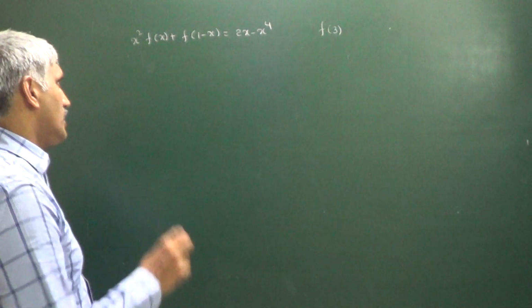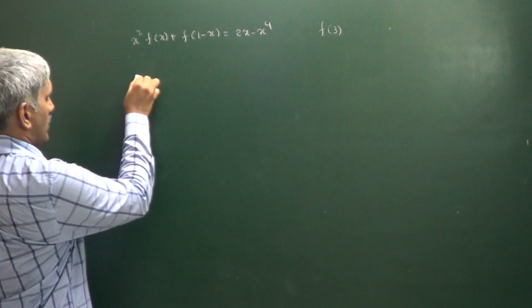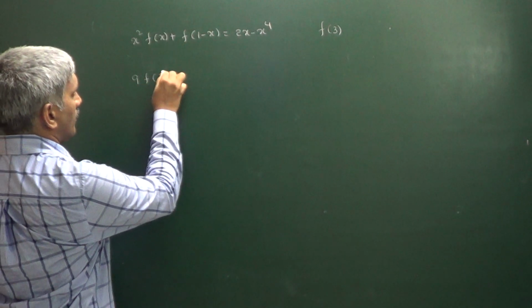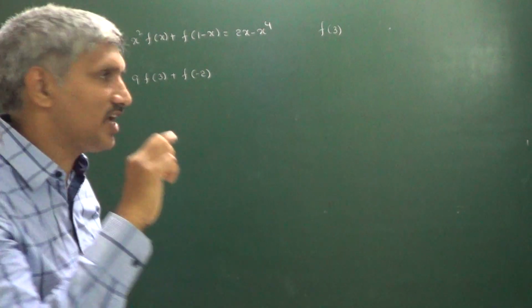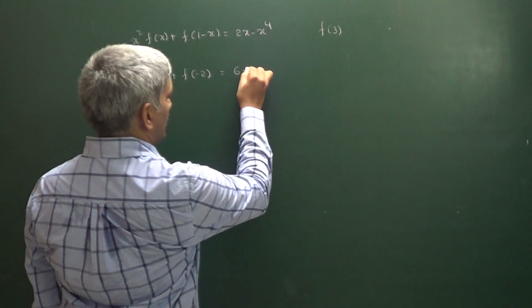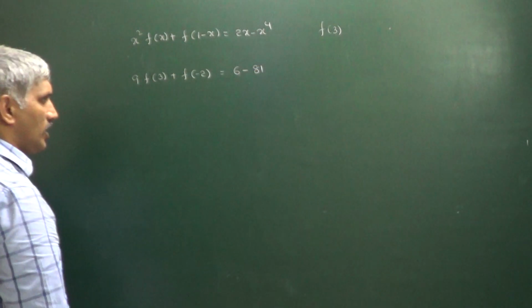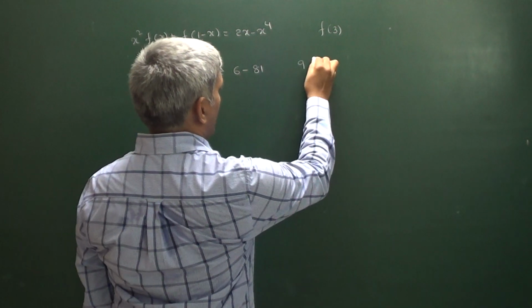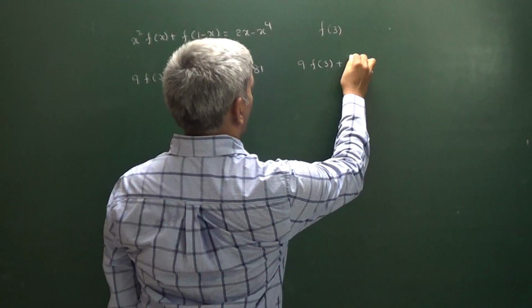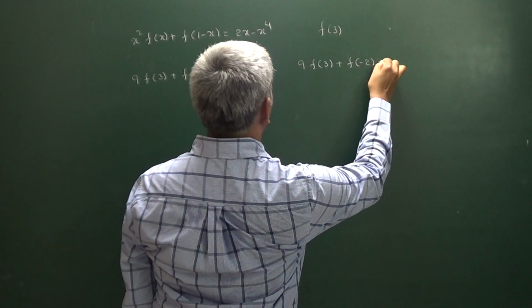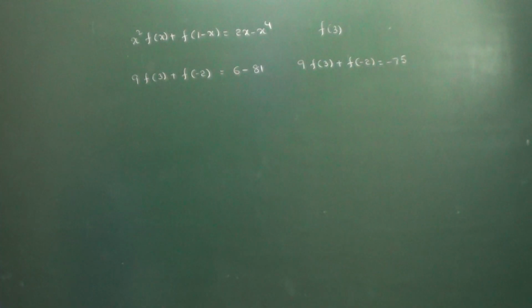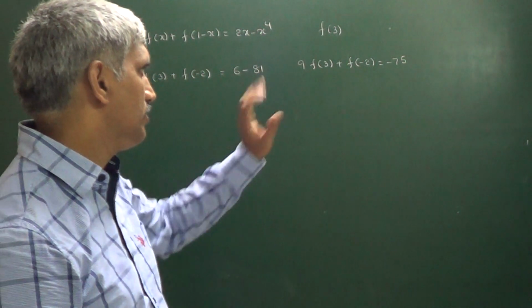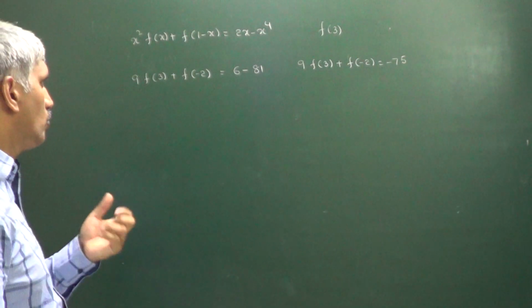Now x is replaced with the 3. If you replace x with the 3, what happens? Tell me. 9 times f of 3 plus f of minus 2, x is replaced with 3, is equal to 6 minus 3 to the power of 4, which is 81. So we got the equation as 9 times f of 3 plus f of minus 2 is equal to minus 75. That is the information we got. Now what to do? We got that information, but we required f of 3 value.